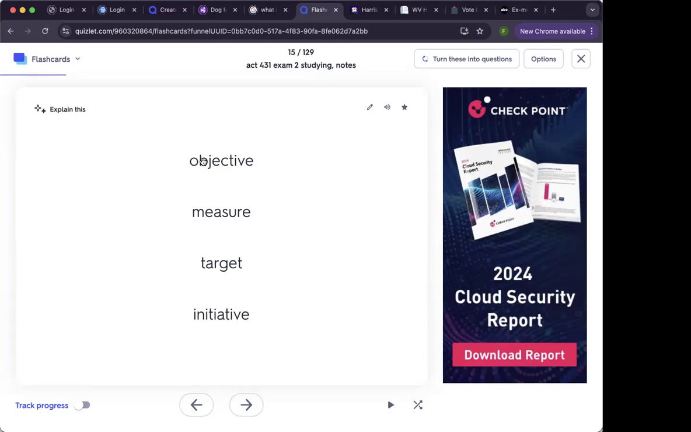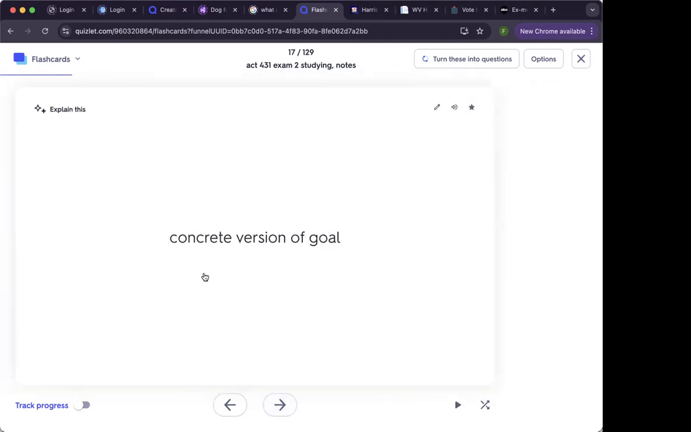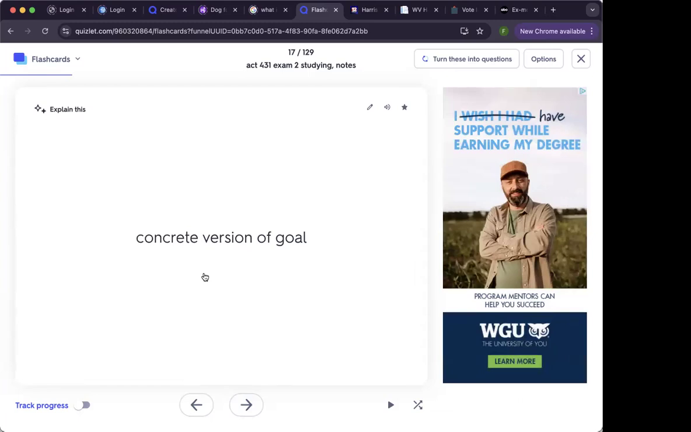We determine an objective and figure out how to measure that. And what is our goal? What measure of the objective are we targeting? And what is our plan to obtain that target? So again, objective is your goal. Target is like the concrete version of your goal. So using data, like 100-meter dash times, rather than saying, I want to be faster, which is a goal.